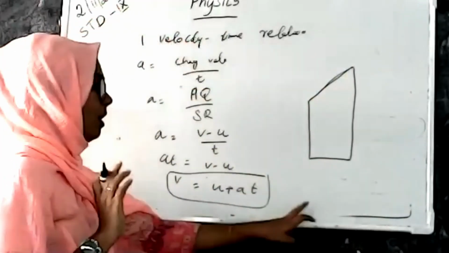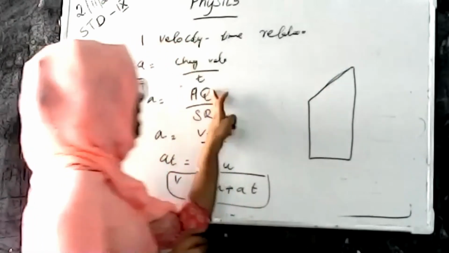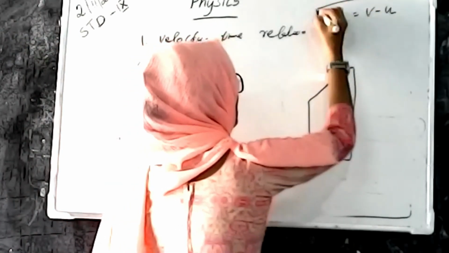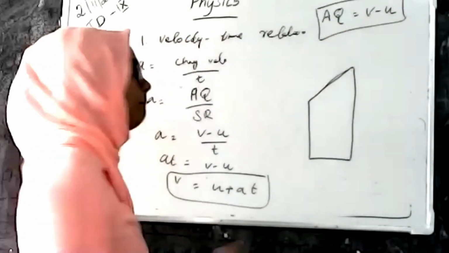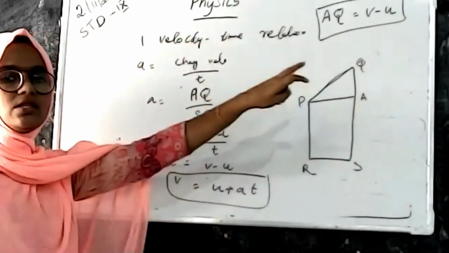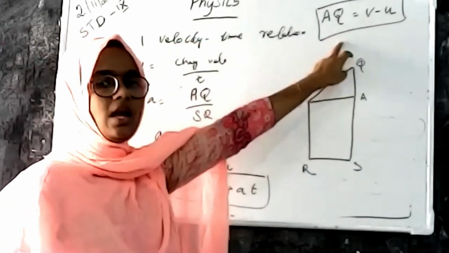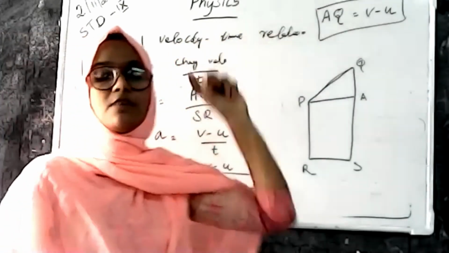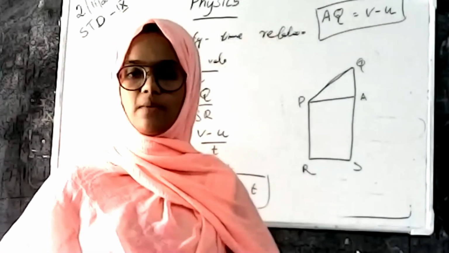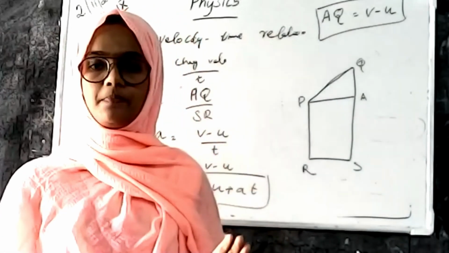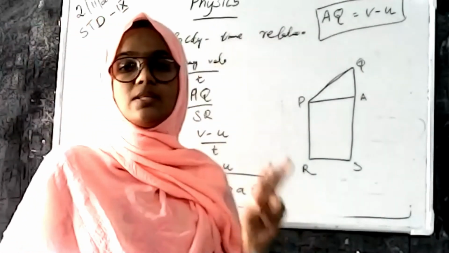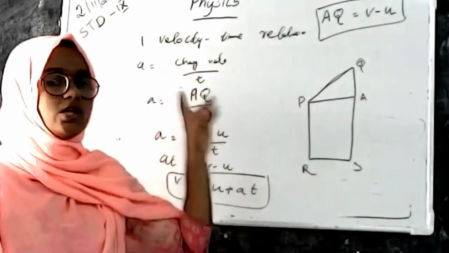From here we are deriving AQ is equal to V minus U, the basic equation. AQ is equal to V minus U is the common equation we are deriving using the trapezium PQRS. And here we get the velocity time relation. First of all, we take the acceleration of the body. What is the acceleration of the body? Acceleration of the body is the changing velocity per time.